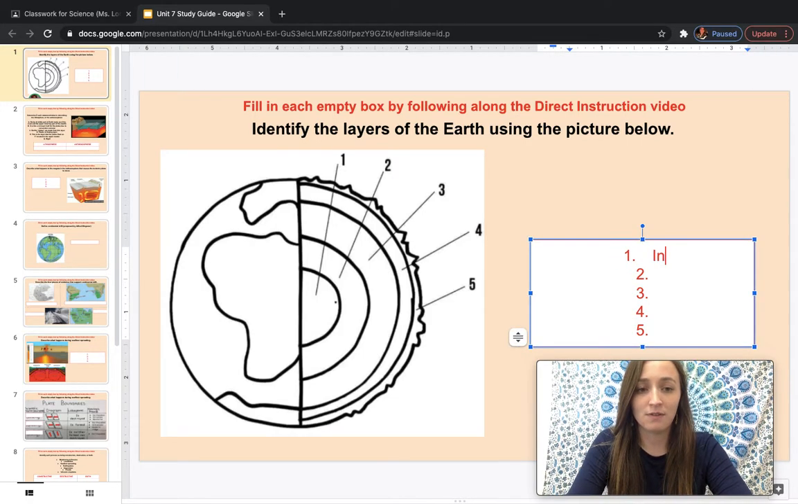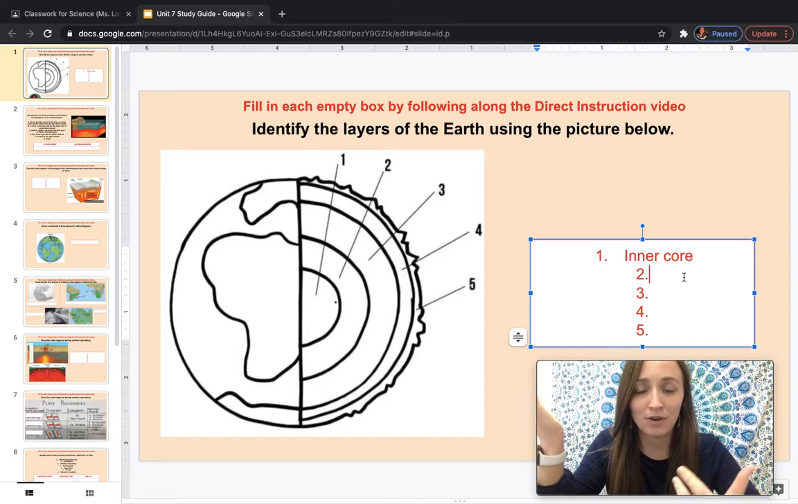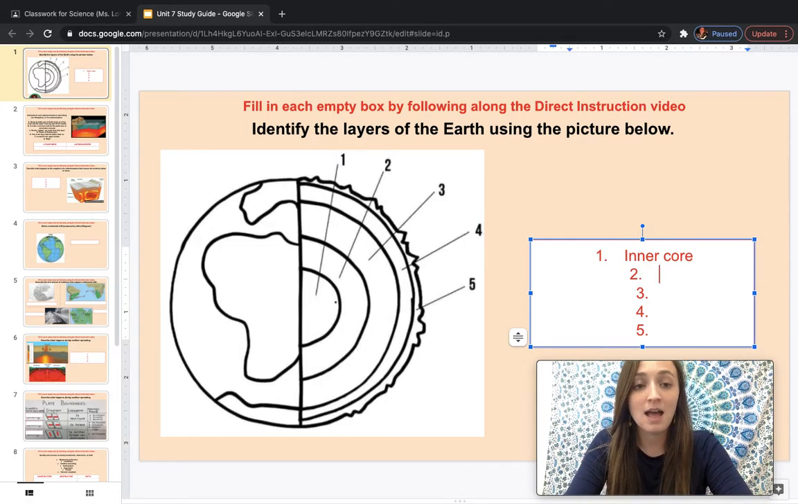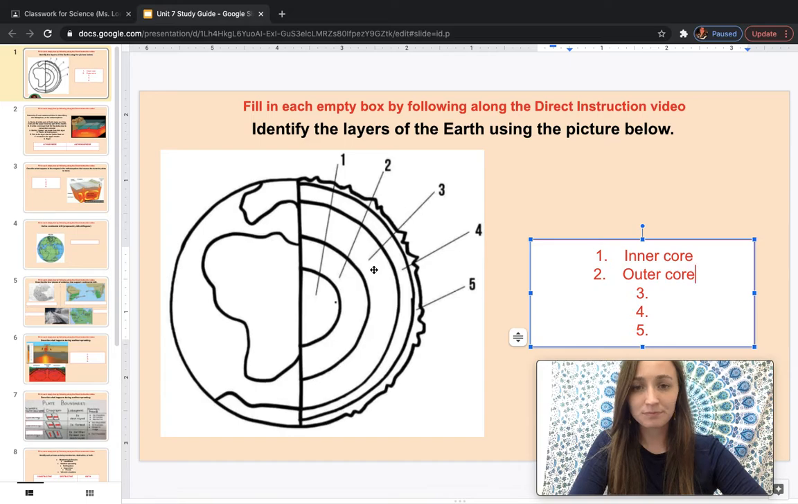So this here in the very center of the earth, that is going to be our inner core. You can think of an apple, how the core of an apple is the very inside. Same thing with the earth, the inner core and then the outer core, because this core is on the inside and this part of the core is on the outside. Easy.